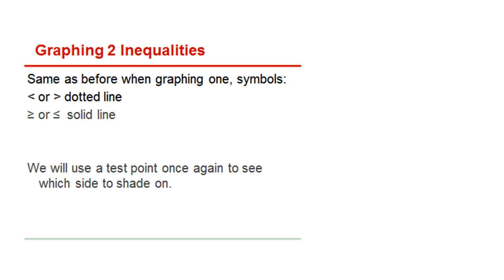So there's a couple of things. We did this not too long ago when we had graphing one inequality. The same thing applies. Less than or greater than is simply a dotted line. If it's got an equal to attached to it, it's a solid line. And again, we're going to use a test point to see which side to shade on both inequalities you're going to have. So dotted line, solid line, we've got to shade. We're still going to graph the same way, standard form or slope-intercept form, whatever way we have.